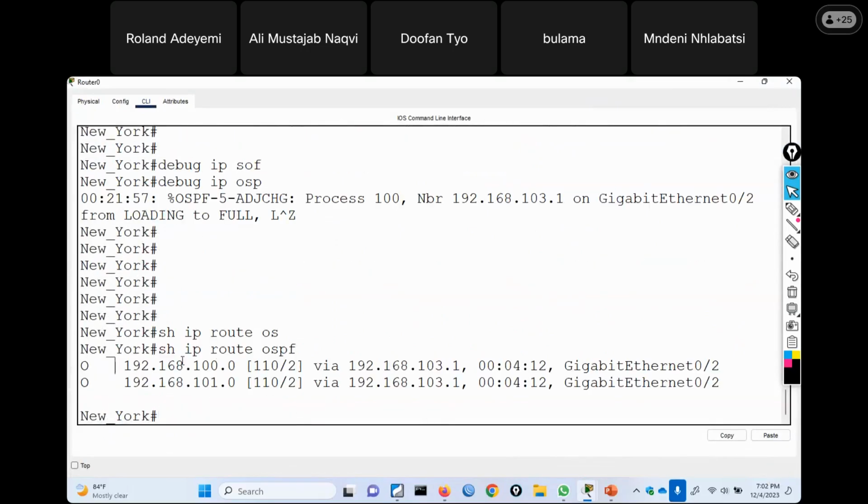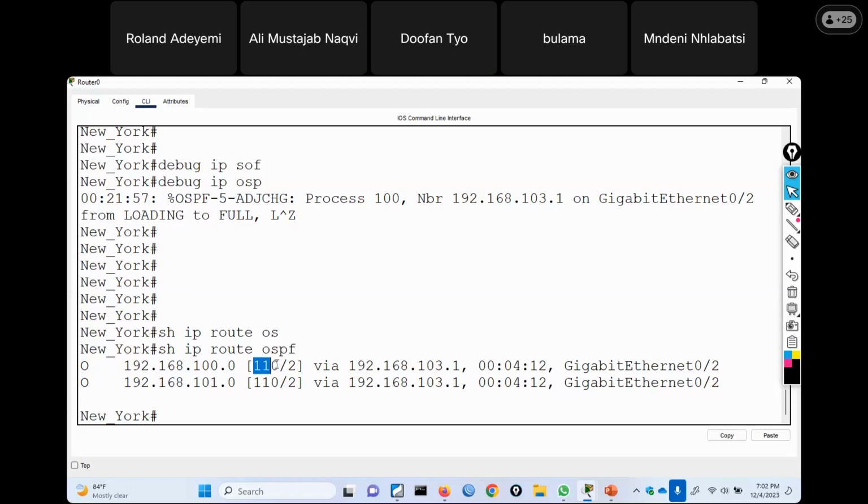New York has learned about 192.168.100.0. New York has learned about 192.168.101.0. How did New York get to know about these networks? These are local area networks under London. They are not directly connected. Look at it here. He got to know it through OSPF.